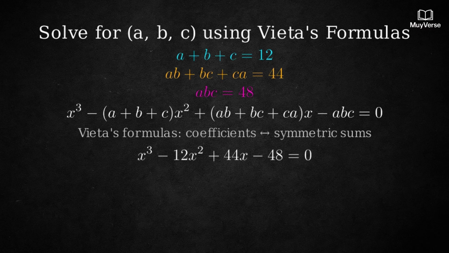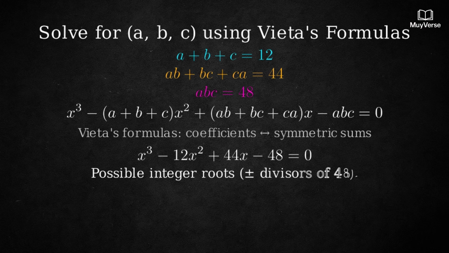Now, we find integer roots using the rational root theorem. Possible integer roots are plus or minus divisors of 48. That is 1, 2, 3, 4, 6, 8, 12, 16, 24, and 48. We test small positive candidates first because a, b, c are positive.